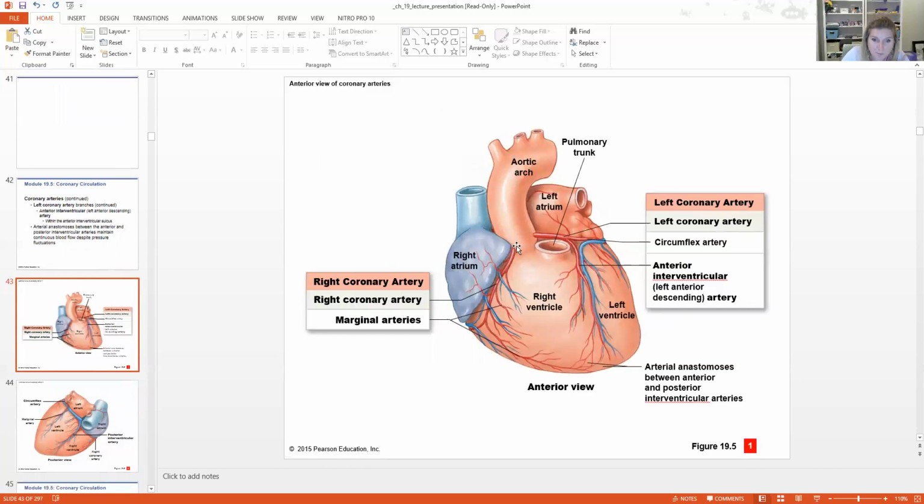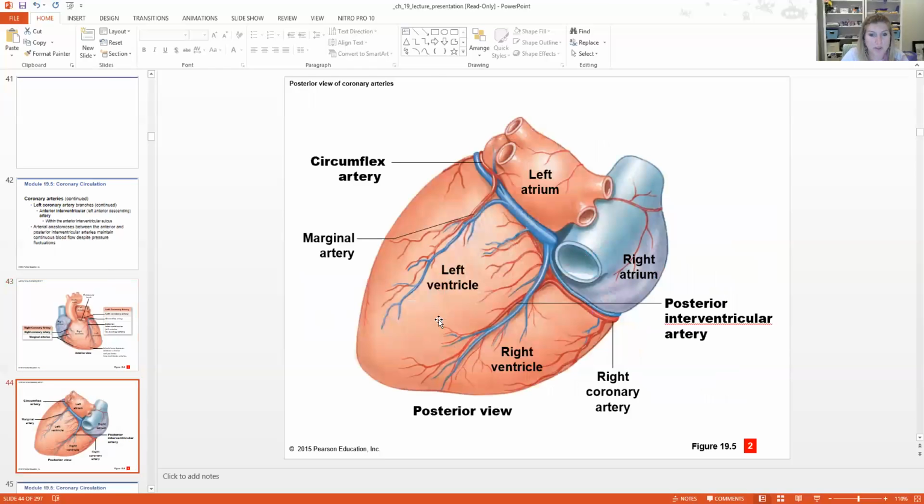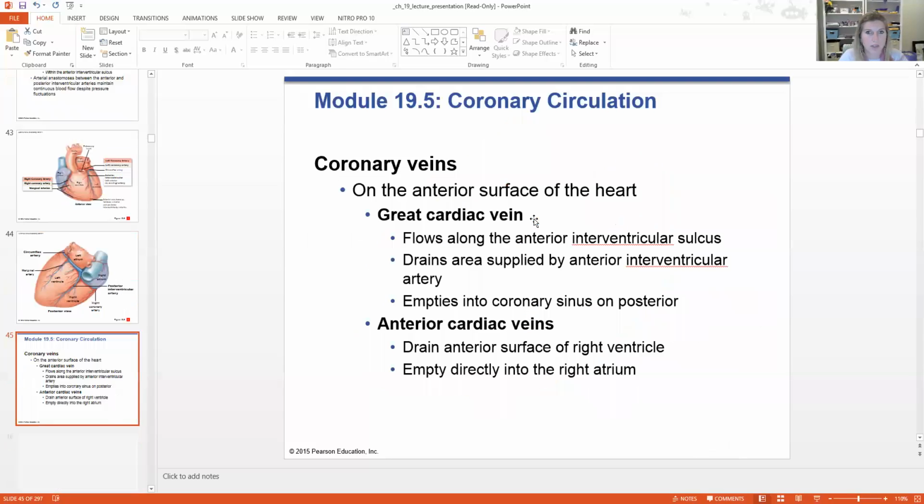So here you see the left coronary artery branching. You see the circumflex going around to the back, and then the anterior interventricular, or LAD, left anterior descending, and then our right coronary artery branching off into the marginal arteries and wrapping around towards the back of the heart. When we look at the back side, you can see that circumflex artery popping around, that right coronary artery popping around, turning into that posterior interventricular artery and marginal arteries. And you can see the coronary sinus on that big blue kind of swollen vein area.